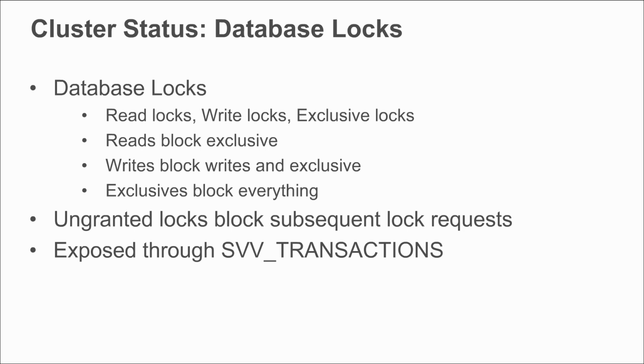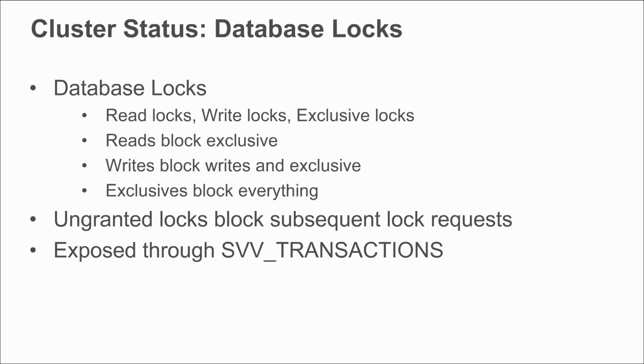Read locks on a table don't block anything, except exclusive locks from proceeding on that same table. A write lock will block other write locks on that same table, as well as exclusive locks from proceeding. And then exclusive locks will block every other lock type, including other exclusive locks.